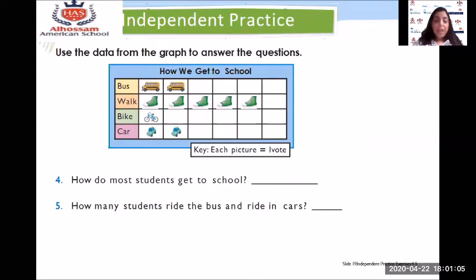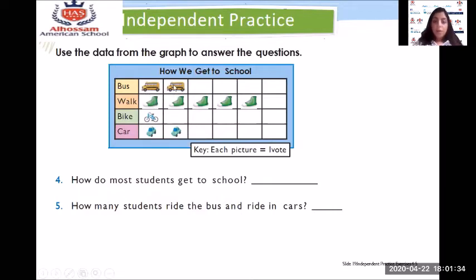All right. And this question is going to be by Tima and Ruli together. Use the data from the graph to answer questions. For bus, for walk, for bike, for car. And remember that each picture equals 1 vote. How do most students get to school? The picture graph will tell you. How do most students get to school?